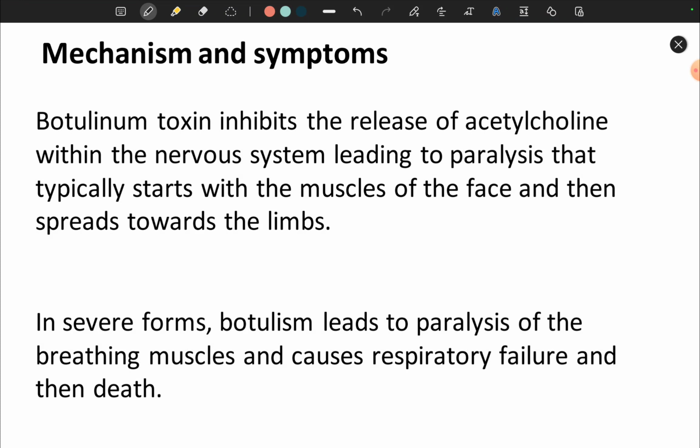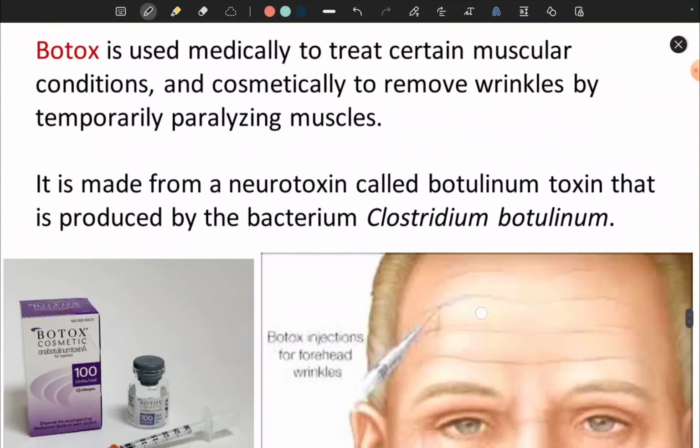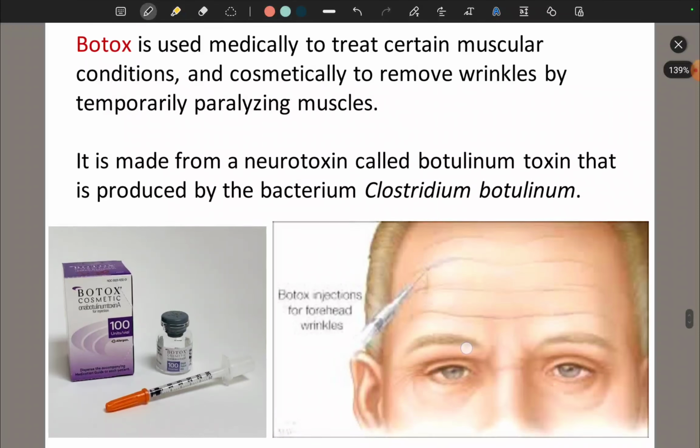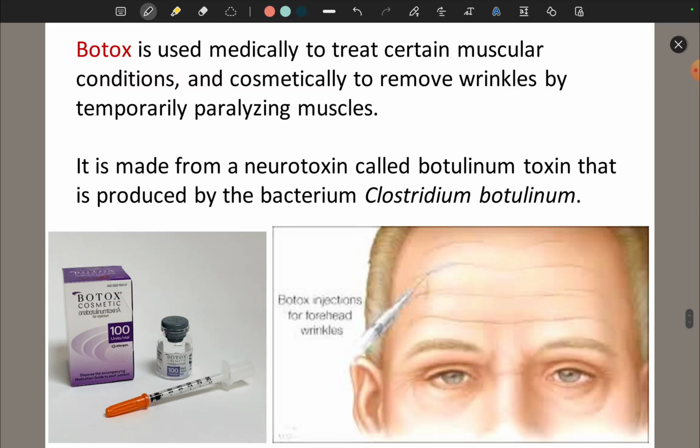So just to show you what Botox is. Botox is the famous face product, which is used by most dermatologists, in aesthetic medicine and all of these branches. It is used to remove the wrinkles of the face, of the forehead. It is made from this toxin. It is botulism toxin. It is the toxin of Clostridium botulinum.